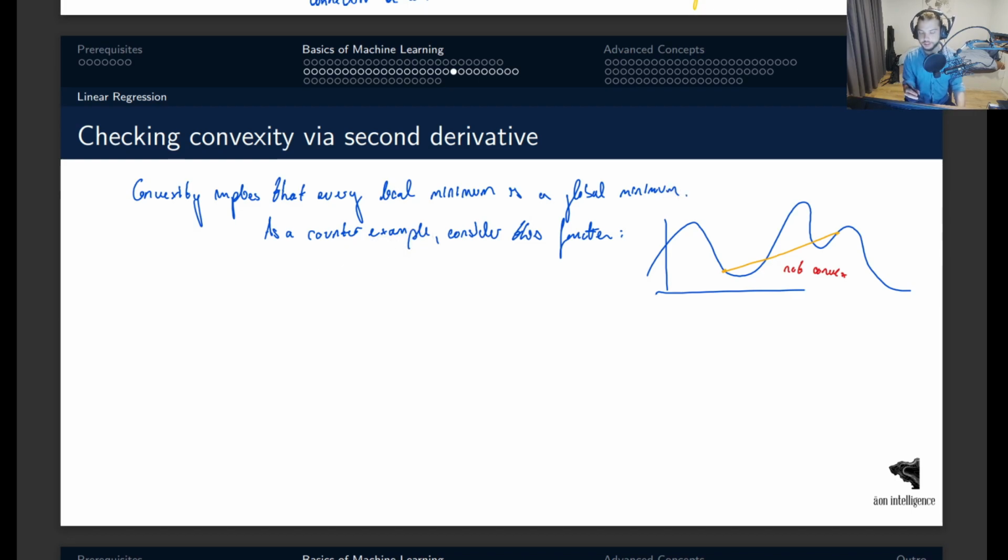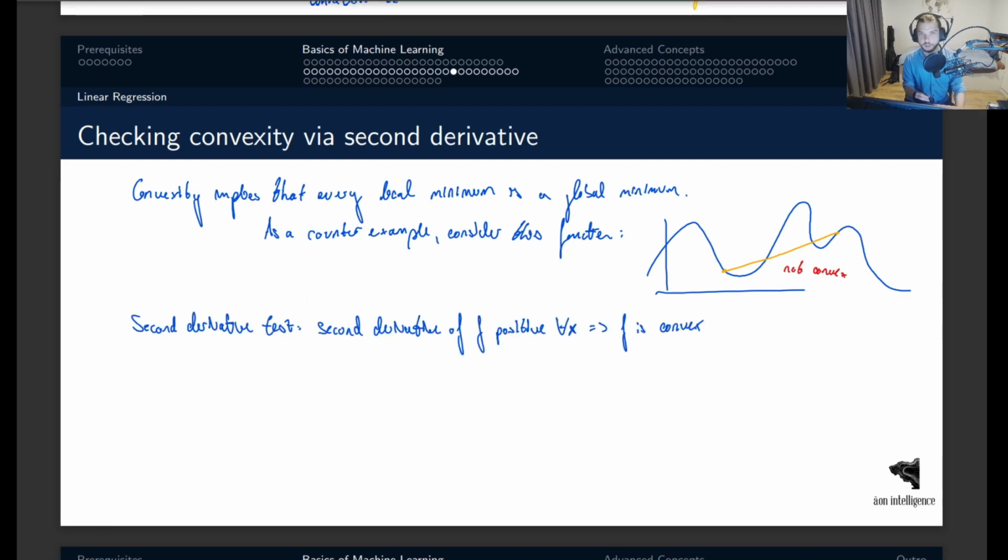And just as a counterexample, we consider this non-convex function. And we can see that this is indeed not convex, because if we were to take this function value as an example and this one, and we were to connect these two function values with a line, we'd see that the graph of the function exceeds the line in some intervals. And hence this function is not convex. But what we can see is that it has two potential candidates for global minima. And this will not be the case for convex functions. For convex functions, it is always clear that any local minimum will be a global one.